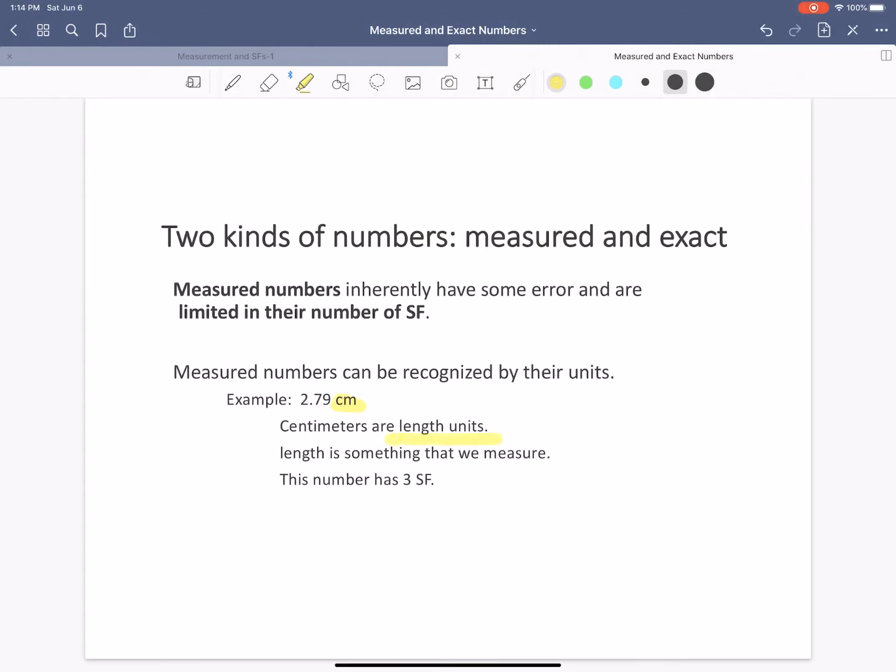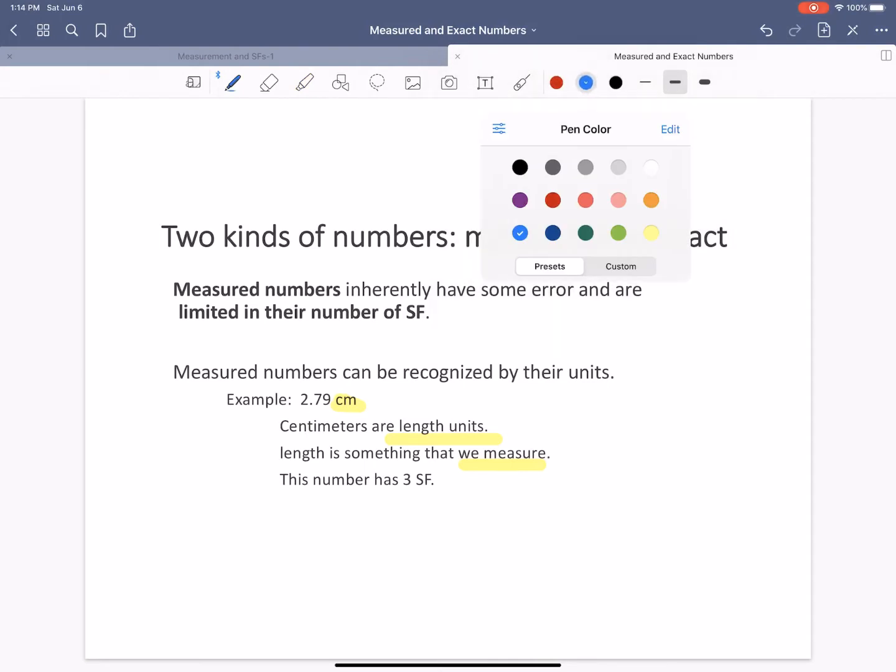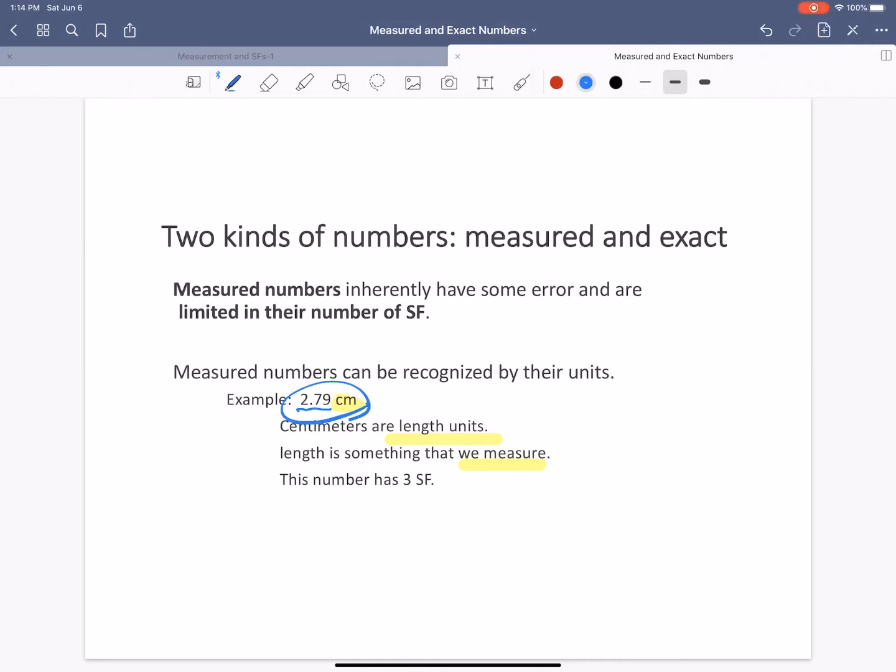Centimeters are length units. Length is something that we measure. And so because we see centimeters, we count the digits. 1, 2, 3. This number has 3 sig figs.